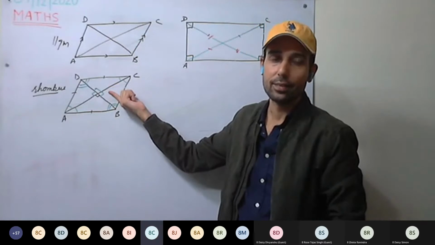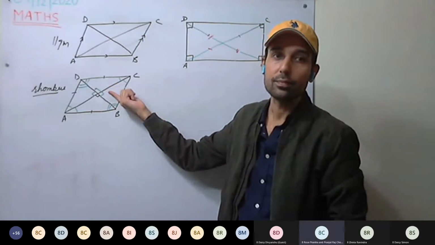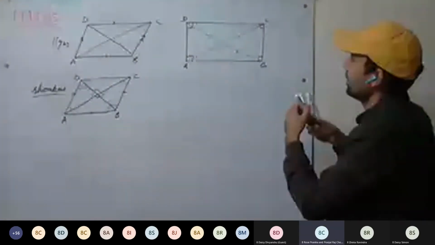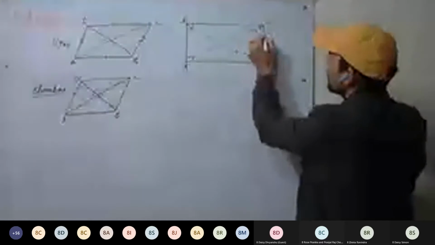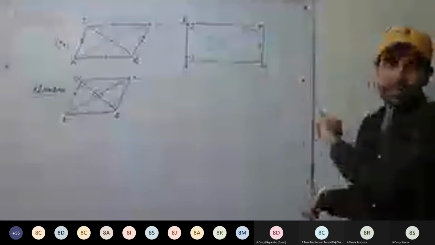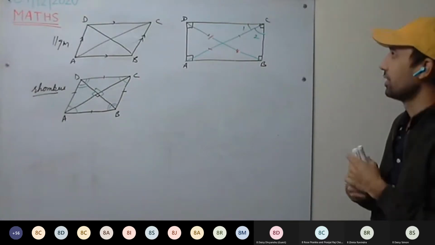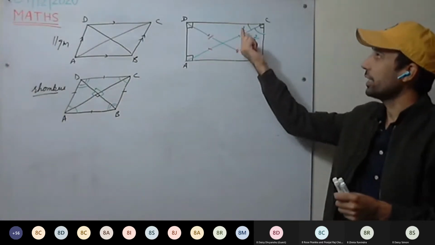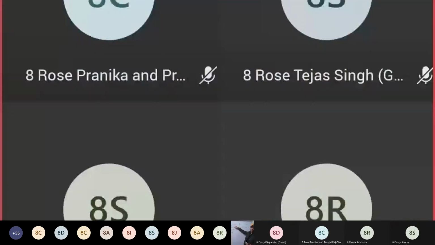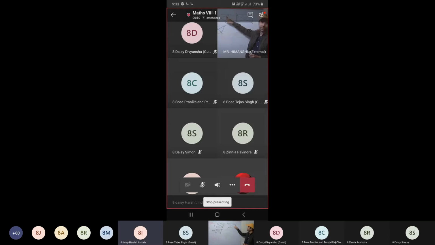Is this clear? Sir, in the rectangle, do the diagonals bisect the angles? Are they equal? Which is greater, angle 1 or angle 2? Angle 2 is greater than angle 1. So see here, in a parallelogram, they don't bisect. In a rectangle, they don't bisect.